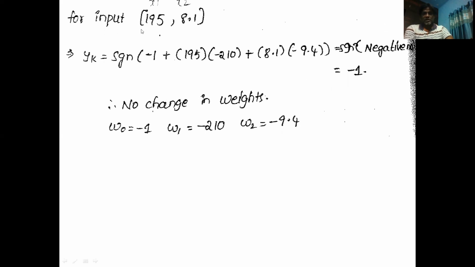And we'll continue with the next input 195, 8.1. We calculate it with the help of the new weights which are calculated. So minus 1 plus 195 into minus 210 plus 8.1 into minus 9.4 is equal to minus 1. The desired response is minus 1. The actual value calculated is minus 1. Therefore, the neural network is working fine for the fourth input. There will be no change in weights. So after the first iteration, W0 is minus 1, W1 is minus 210, W2 is minus 9.4.